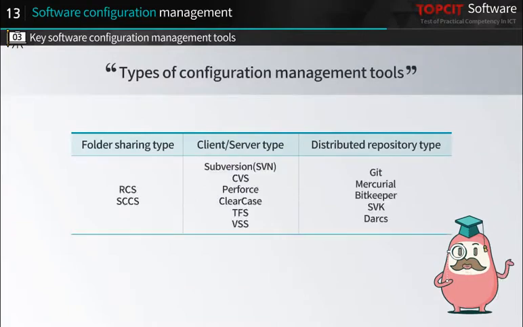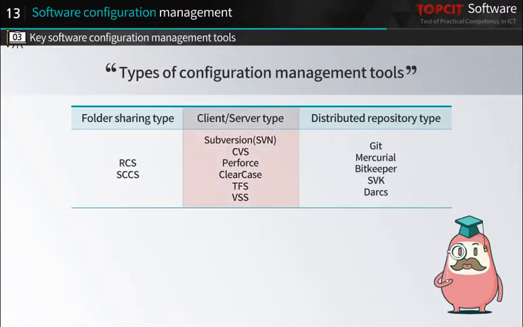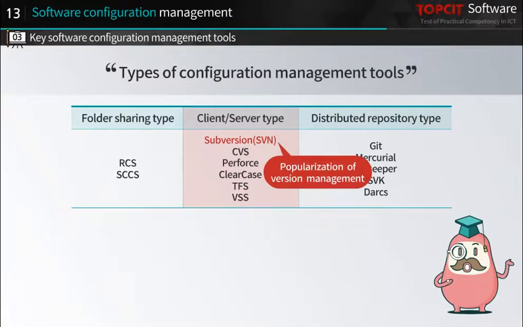Folder sharing types include RCS and SCCS, and client-server types include Subversion, SVN, CVS, Perforce, ClearCase, TFS, and VSS. Types of distributed repository include Git, Mercurial, BitKeeper, SVK, and Darcs. Among these tools, the classic product is CVS. Subversion led to the popularization of version management. Subversion is the most common tool so far, although it depends on the source.